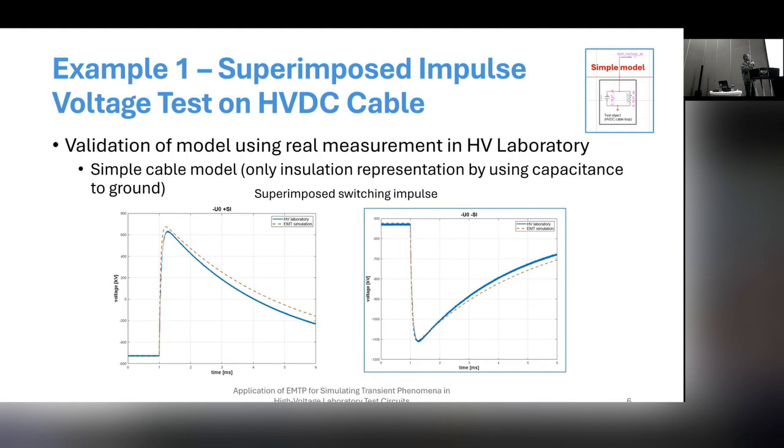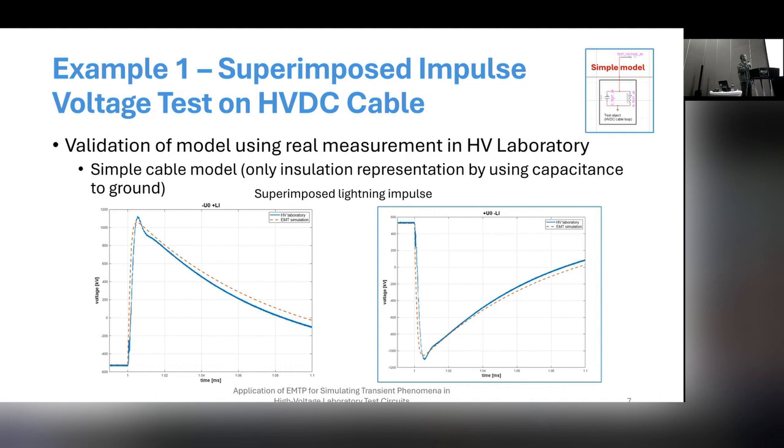For superimposed switching impulse, we need to check both polarities of DC voltage. Here you can see negative polarity of DC voltage and superimposed positive switching impulse voltage, and here, negative polarity of DC voltage and superimposed negative switching impulse voltage. So basically, we obtain very good results, which means that EMTP can be a really useful tool to see what the real outcome of a high voltage test on HVDC cable will be.